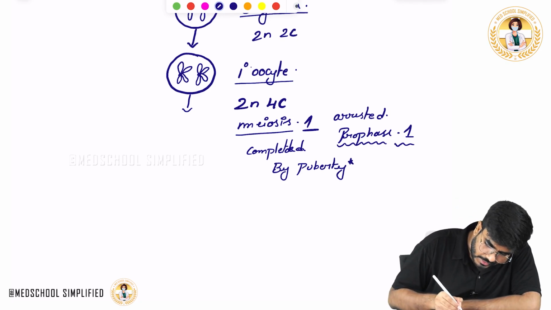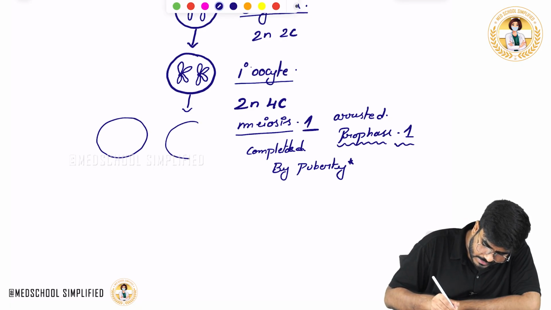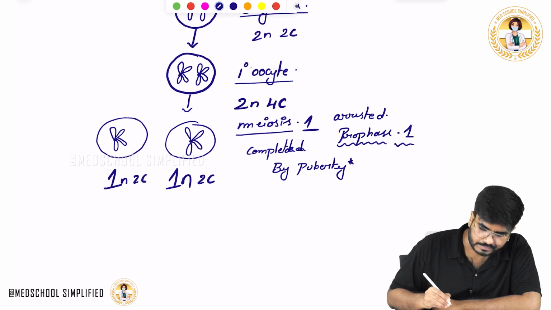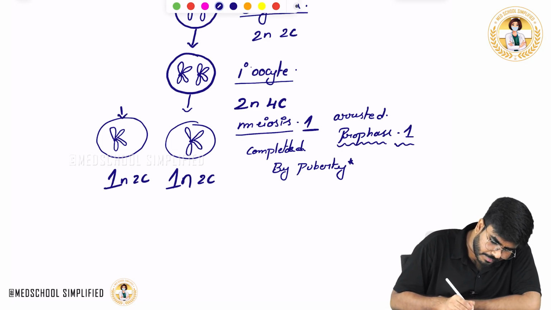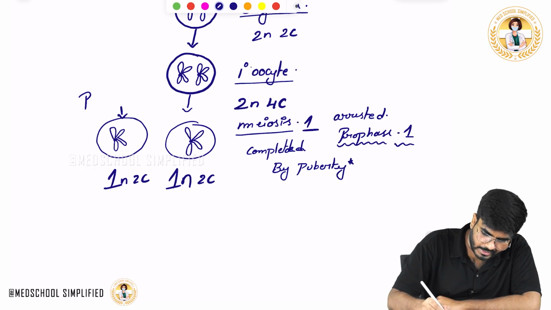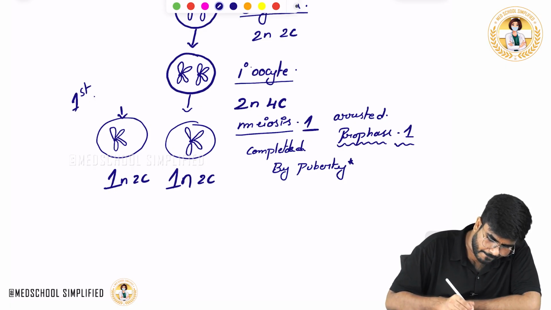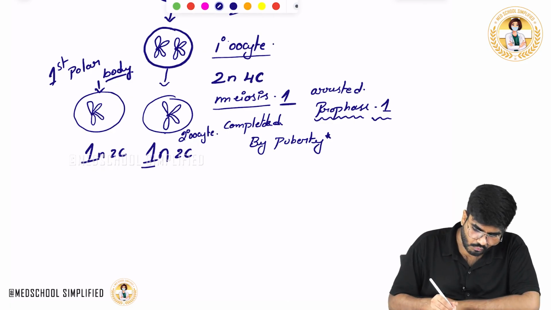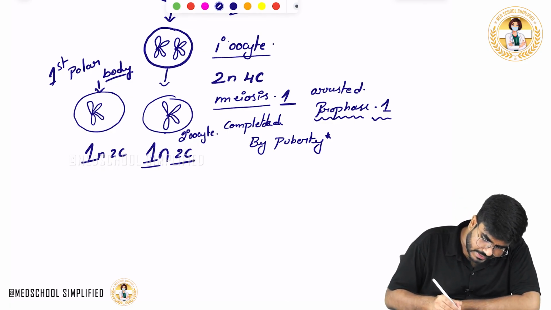So, what happens during puberty? The cell is going to complete meiosis 1 and the cells become haploid. So, they become 1n, 2c. One will become the first polar body, and the other is the secondary oocyte. Now we have the secondary oocyte.